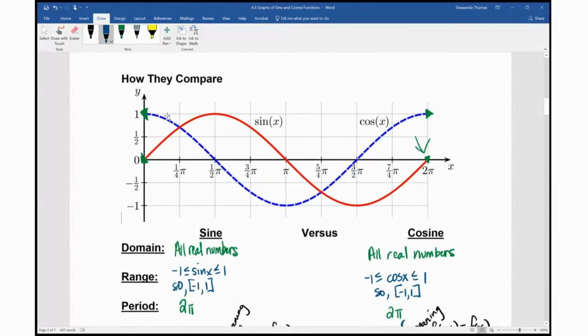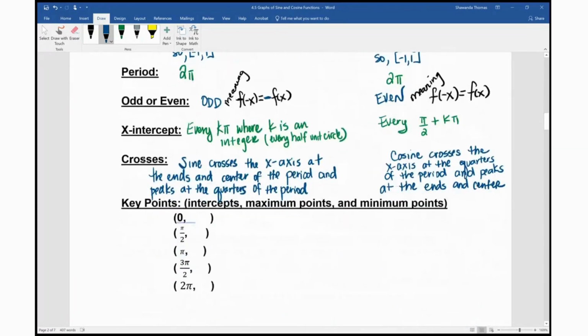And sine is in red here, right? At 0, 0. That's an x-intercept, but it's also known as a what? The y-intercept. All right.